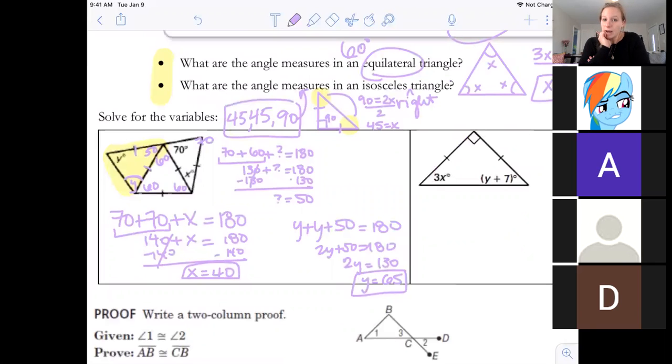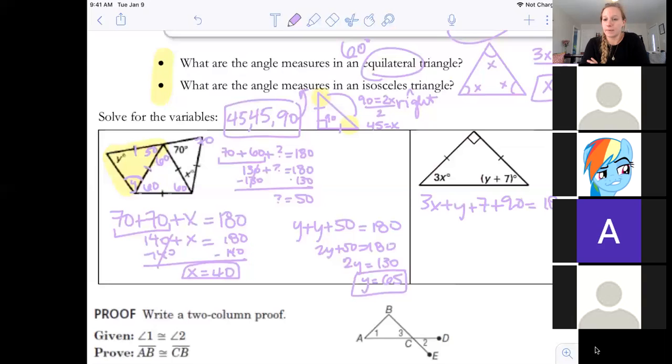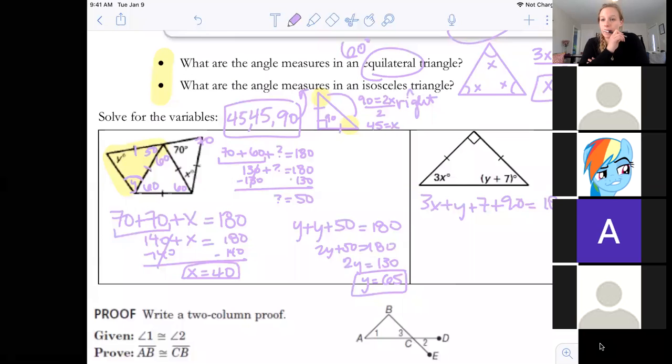Next problem, I've got a right isosceles triangle. I want to write 3x plus y plus 7 plus 90 equals 180. But why is that wrong? Why can I not do that? Because not all of the angles are congruent, I think. Wait, no, never mind. Yeah, no, not what Silas said. Somebody else, why can I not write what I wrote?